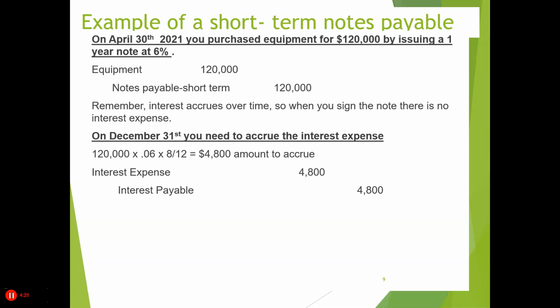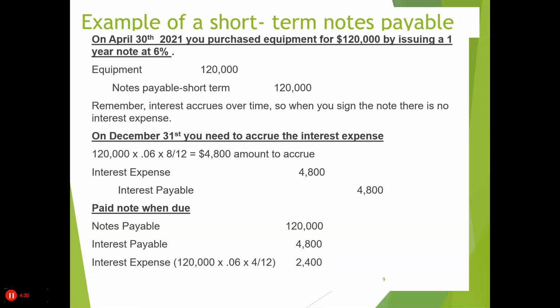And then when we actually pay the note, first, we're going to take the notes payable off the books. We're going to take the interest payable off the books. We're going to book the difference as interest expense, and then we're going to book the cash. So the cash is always your last entry there.